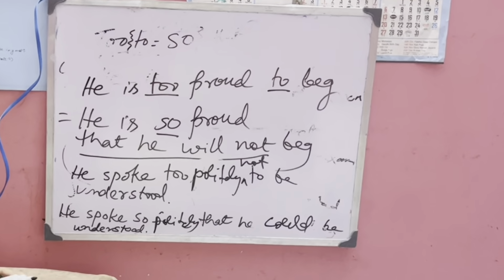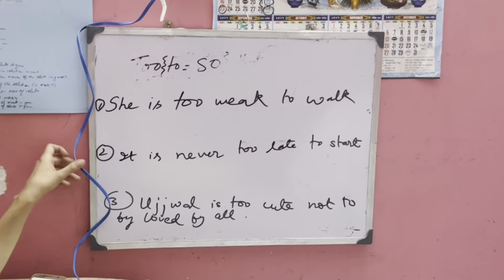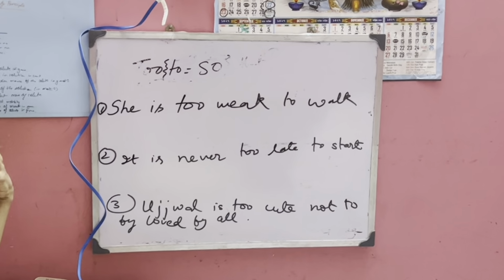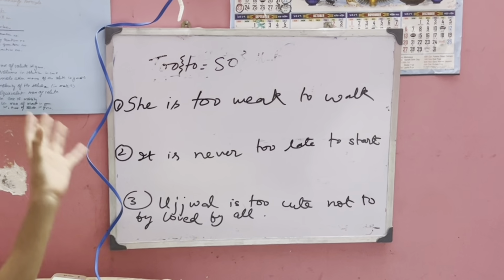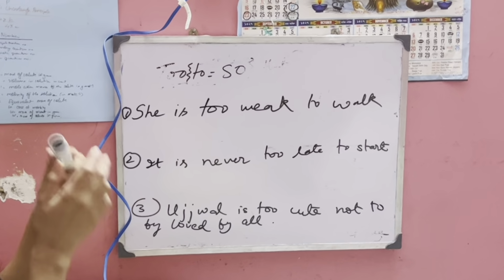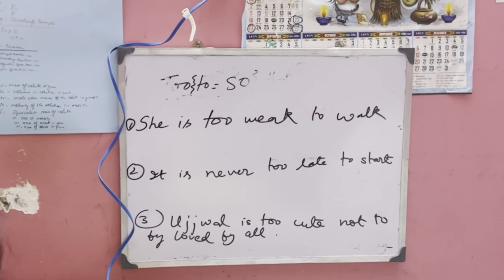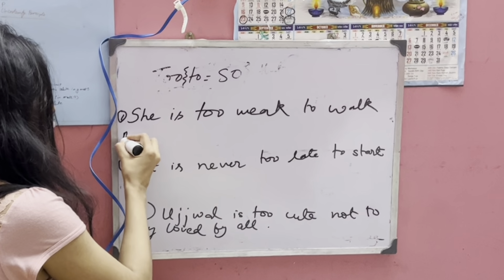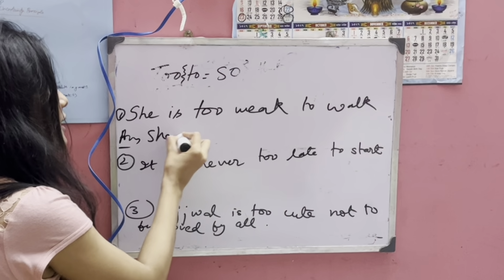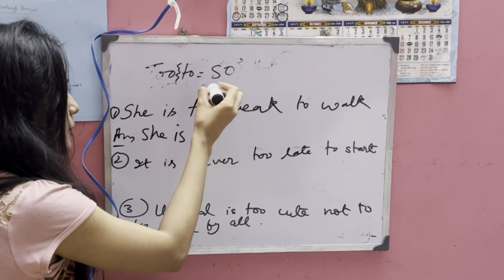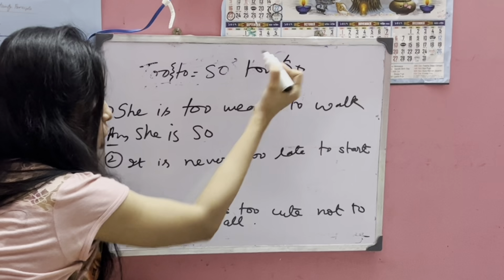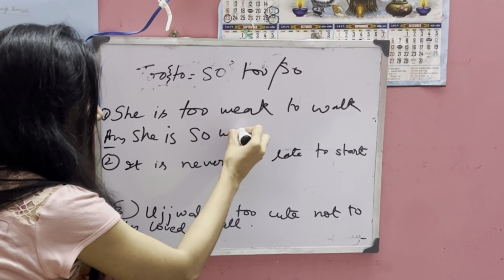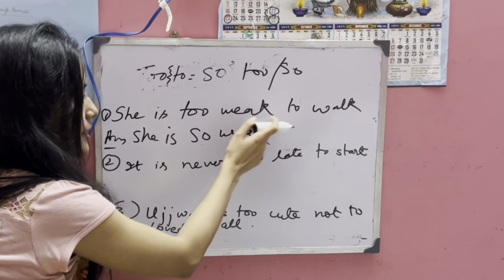Okay. So let's have a look at a few more examples. So my first question is, she is too weak to walk. So you can pause and try it out. So the answer for this one would be she is. This to will be getting replaced by so. This is a formula. Replace to by so. So she is so weak, and here it is a positive sentence.